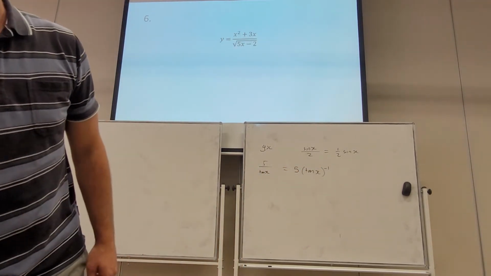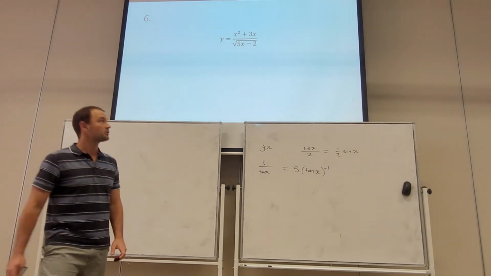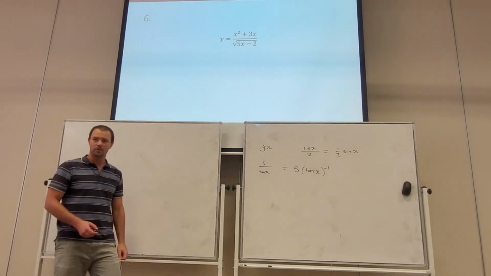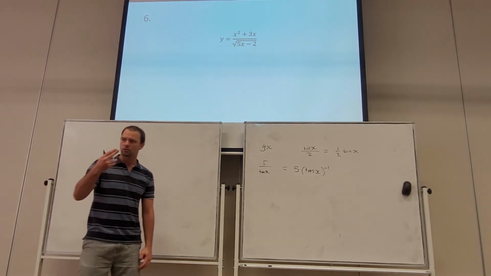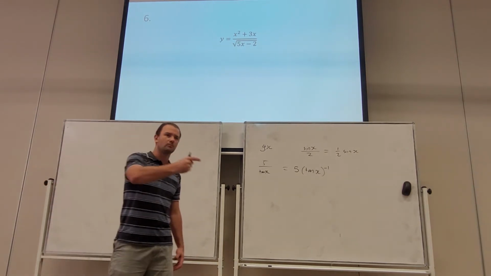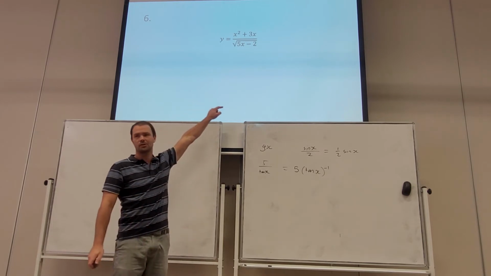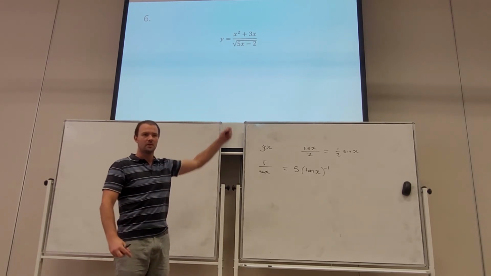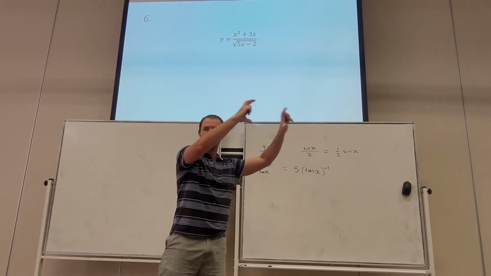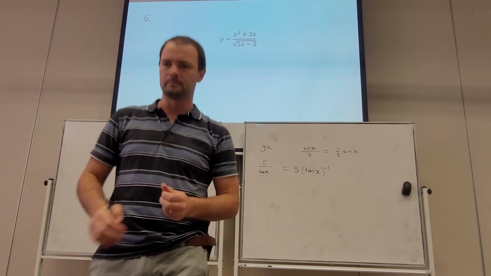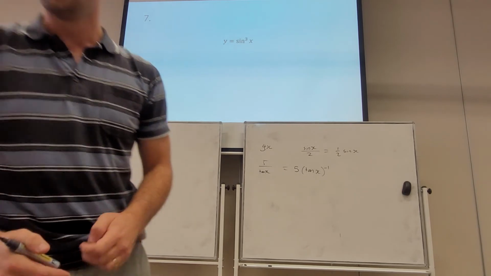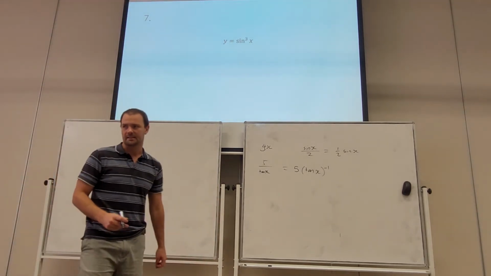Alright, here we have one function at the top, another function at the bottom, definitely quotient rule, but it's also going to be the quotient rule with the chain rule because we have a composite function in the denominator, we have a square root. So the basic theorem is the quotient rule, and then within that we're using the chain rule.